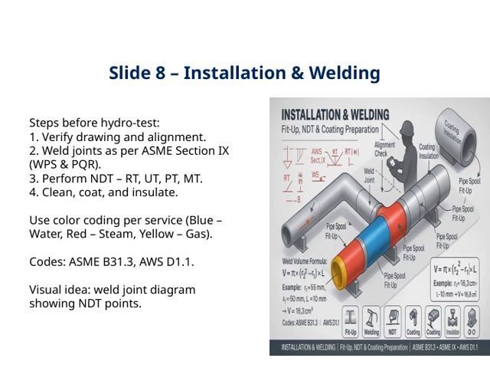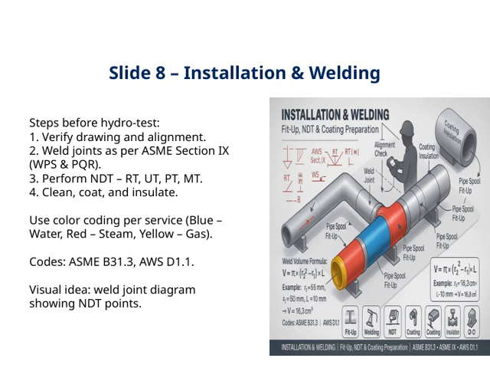Once the welds pass inspection, we clean the surfaces thoroughly, apply coatings, and insulate as needed. Proper cleaning and coating help prevent corrosion, while insulation maintains temperature control. Remember, color coding is important for service identification: blue for water, red for steam, and yellow for gas. It's a simple way to keep track of different lines and ensure safety.